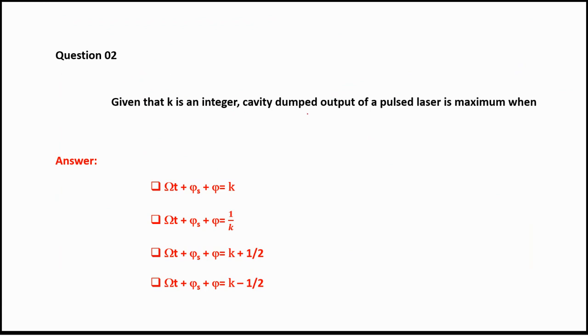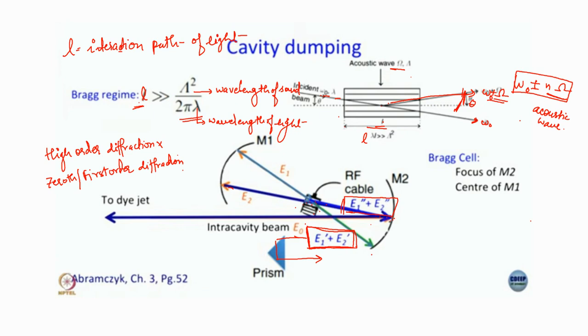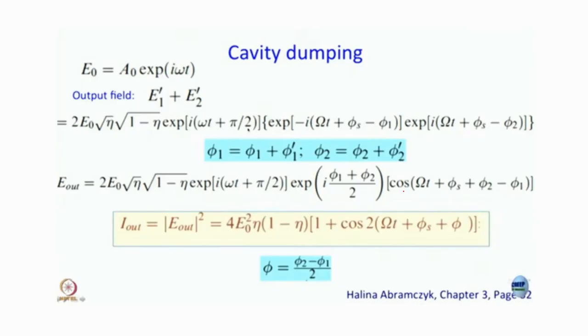So the next question is, given that K is an integer, cavity dumped output of a pulse laser is maximum when? Now, what is the conclusion or summary to this? When we talk about cavity dumping, something that comes out, or the output, is E1 prime plus E2 prime. Okay, and that goes through this prism and just gets out of the cavity. But if you talk about the whole thing, there is a relation which we had derived for the value of E1 and E2. And how does it affect the intensity?